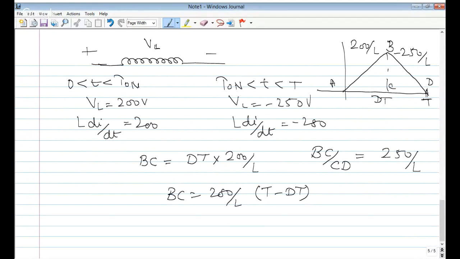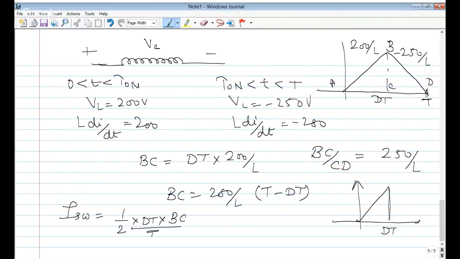So dt he has determined. So what we know is dt, then 1 by 2 t dt into bc. I think he is trying to figure out the average switch current. So average switch current is nothing but L half into dt into bc by total time, that is t. Because this is the inductor current, this current shall flow through the switch only for 0 to dt. So this will be the waveform of the switch current. Okay. So if you want to find out average, area upon the total time, that is what he is doing.